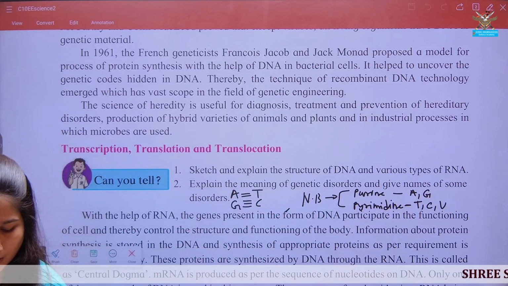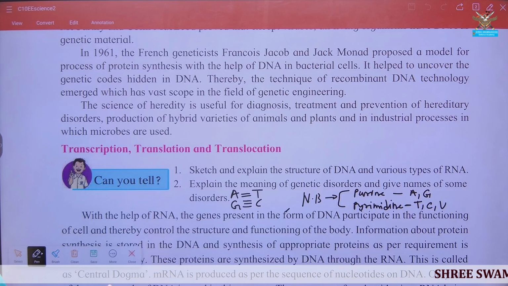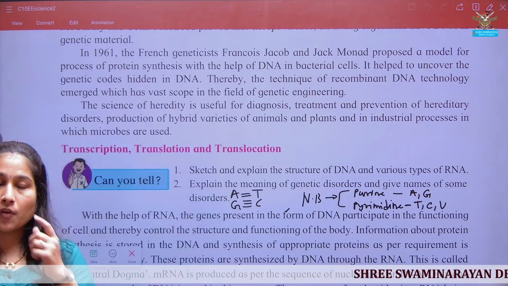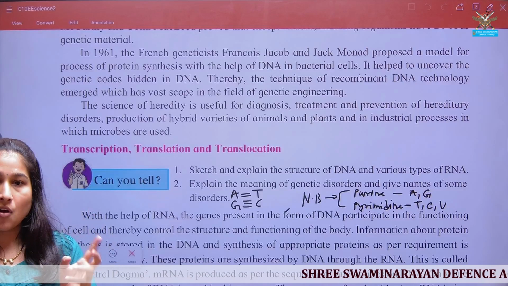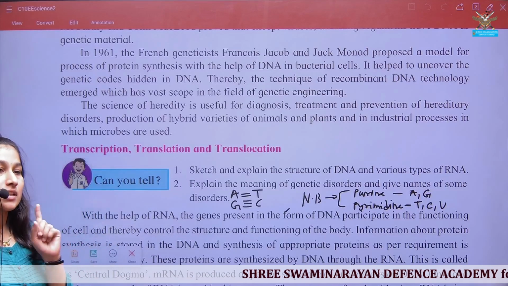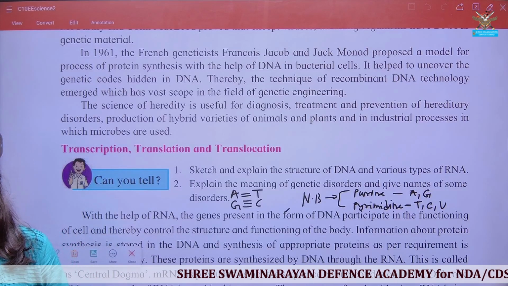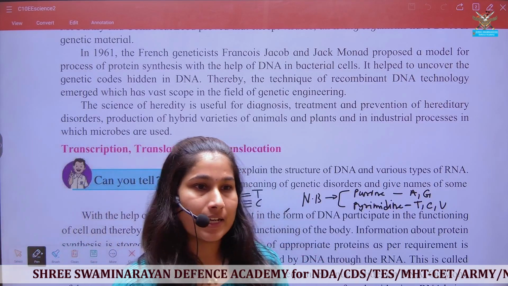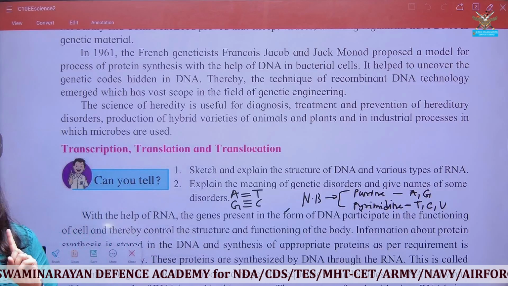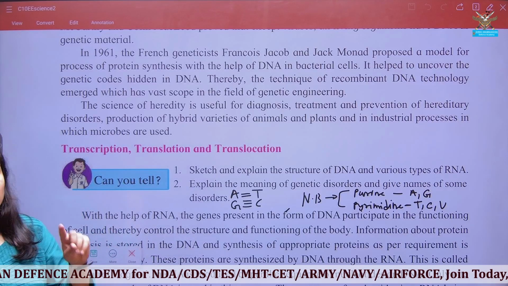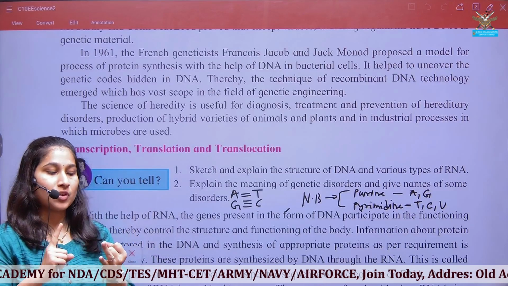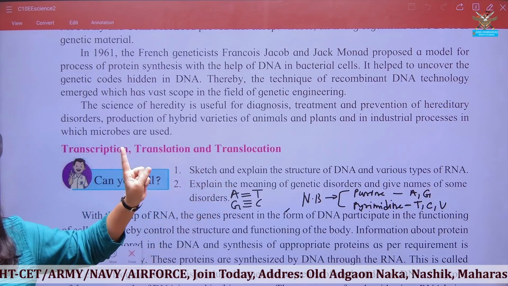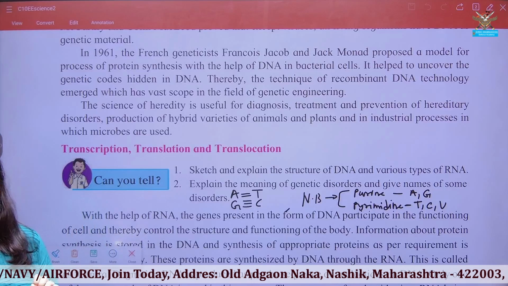Hopefully you have understood up to this part: what is heredity? Heredity is the transfer of character from one generation to another via genes. Genes are small fragments of DNA, and DNA is a double helix structure made up of 3 components: sugar, phosphate, nitrogenous base pairs. The sugar present in DNA is deoxyribose sugar.